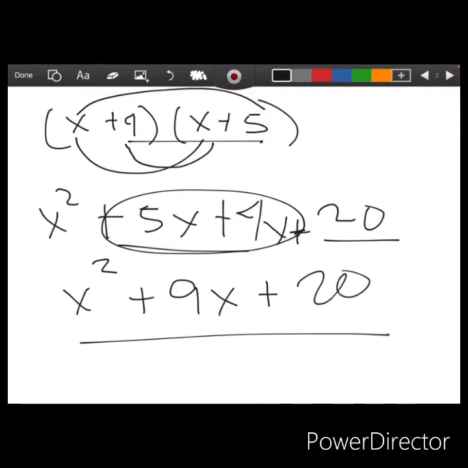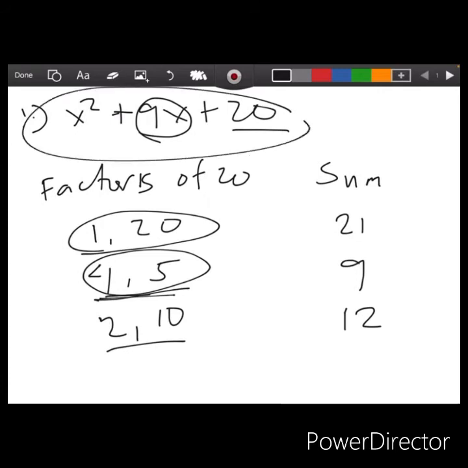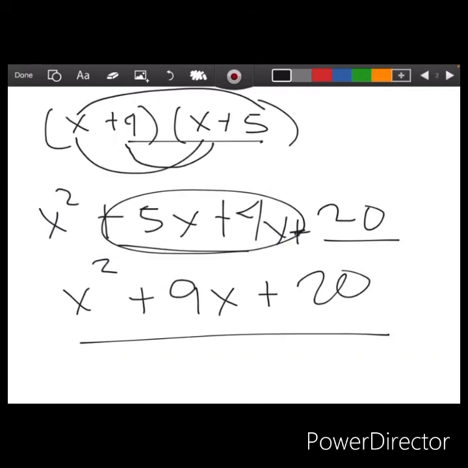That's what you can see. It is equal to our given equation or given trinomial. Therefore, this is now the factor of x squared plus 9x plus 20.